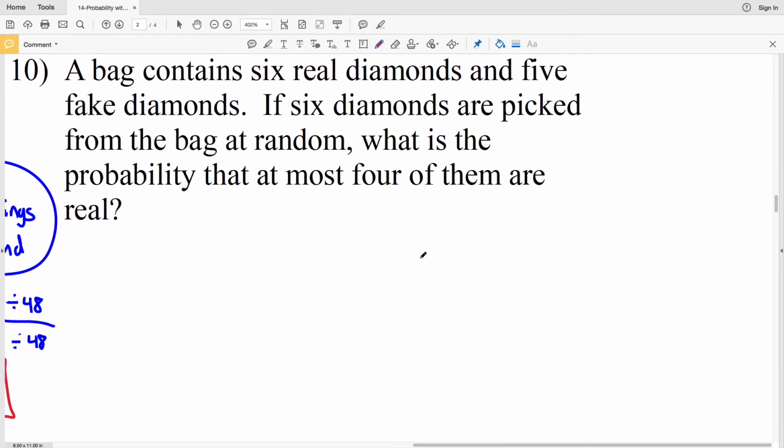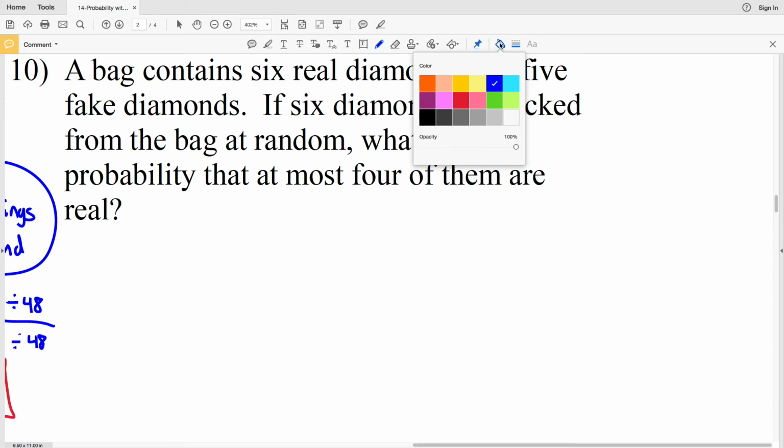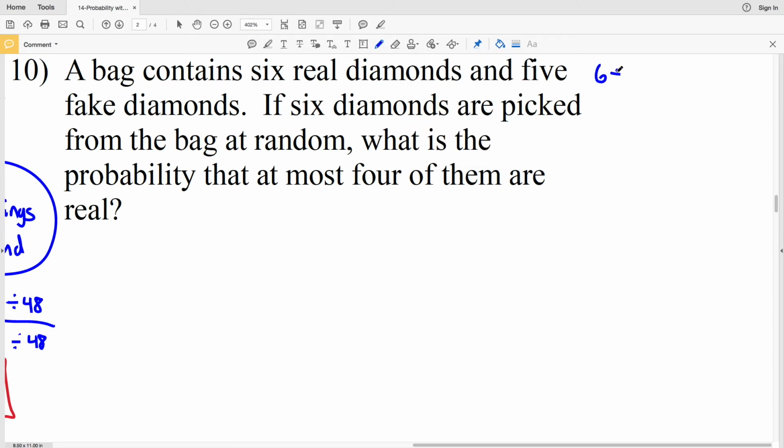In number 10, it says a bag contains 6 real diamonds and 5 fake diamonds. So the bag contains a total of 6 plus 5 diamonds, which is 11 diamonds. So if 6 diamonds are picked from the bag at random, what is the probability that at most 4 of them are real? So if the probability is at most 4 of them are real, we can think of that as P of A.